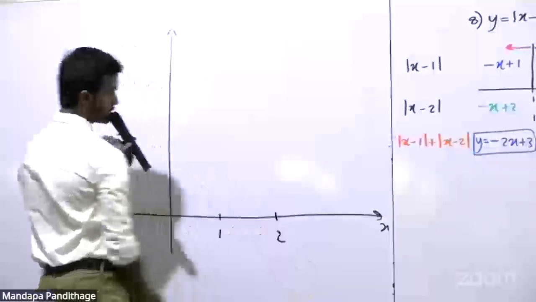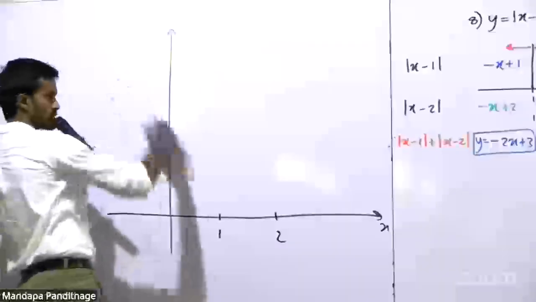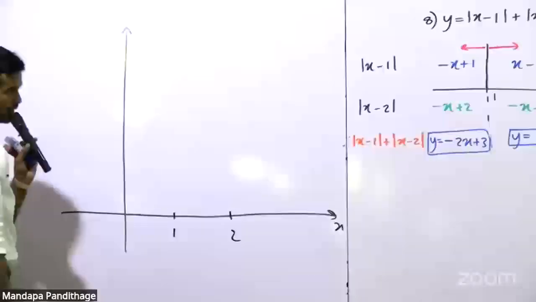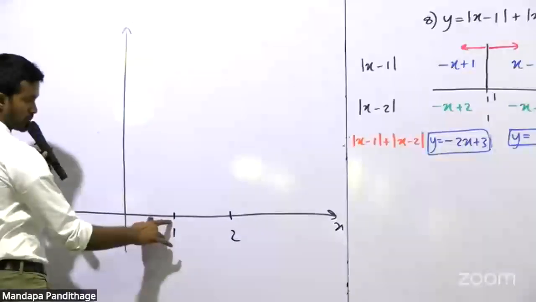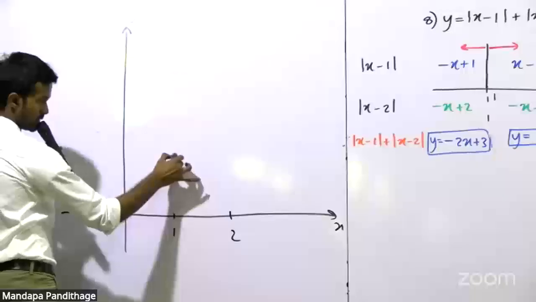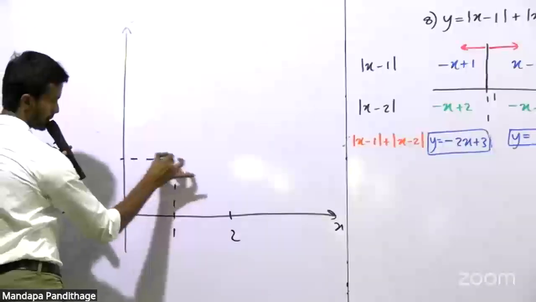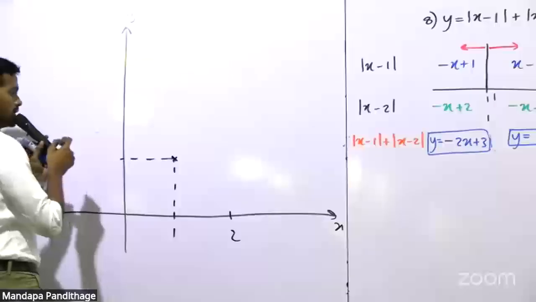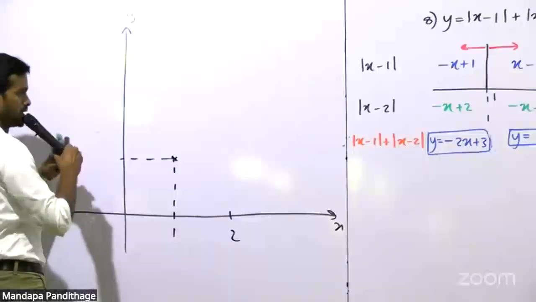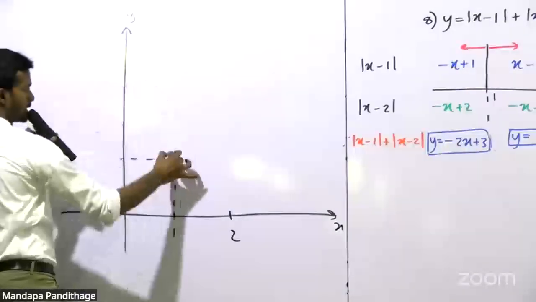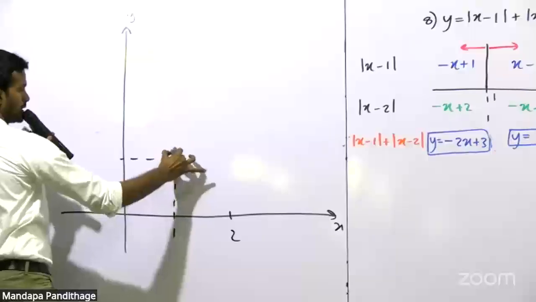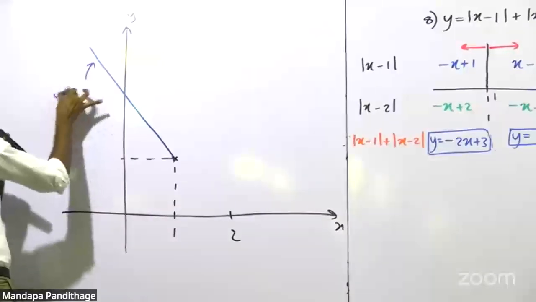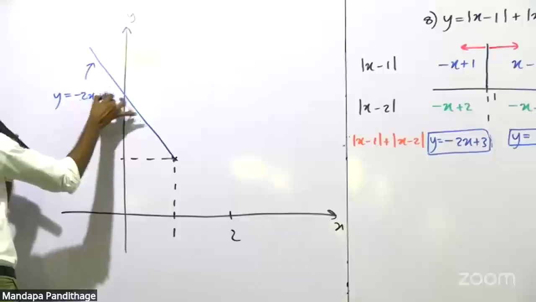So when you are drawing this one, y equals minus 2x plus 3, always find the value when x equals 1. So when x equals 1, it's y equals 1. So it starts from here, and from here you need to sketch a graph which is having a minus 2 gradient. Okay, this is y equals minus 2x plus 3.